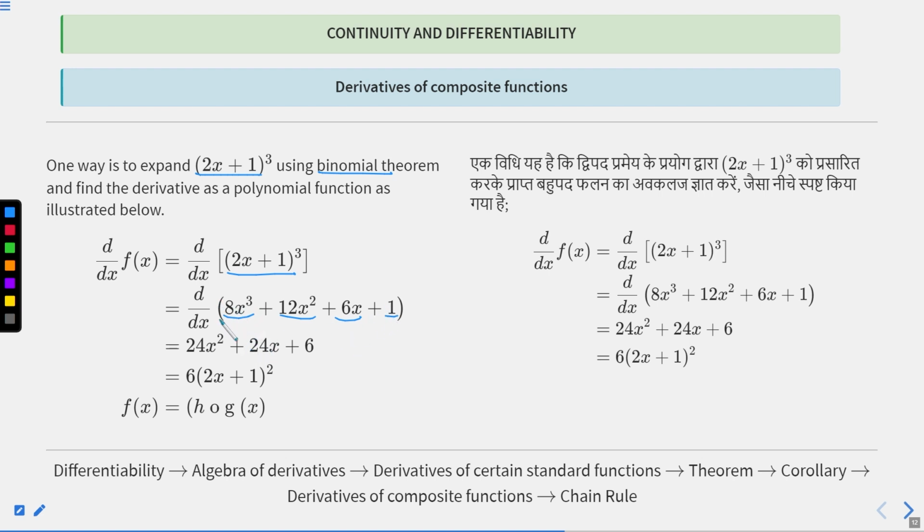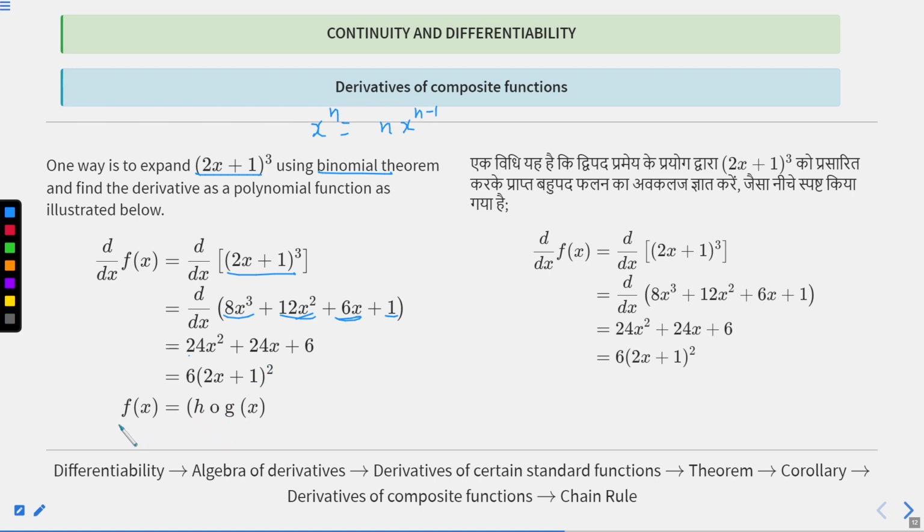Now it will be just the derivative with respect to x. You all know that the derivative of x power n is n x power n minus 1. So this 3 will be multiplied with 8, so this will be 24. And 3 minus 1 will be x square. The same will happen. 24x square. Now take 6 common. You will have 6 times (2x plus 1) whole square.